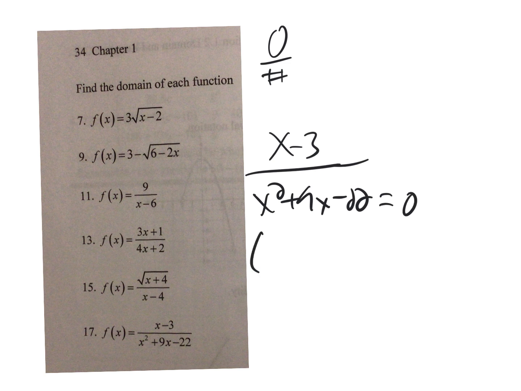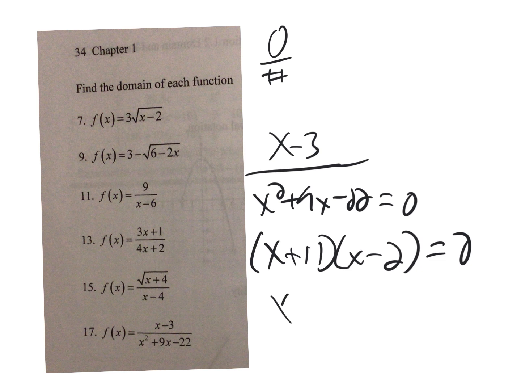And I know you did this back in an earlier course. That factors to x and x, and then let's see, 2 times 11 is 22, and 11 minus 2 is positive 9, so we know that factors this way. So x can't be equal to negative 11, x can't be equal to 2, because that would give me zeros in the denominator. And then you can write that interval.